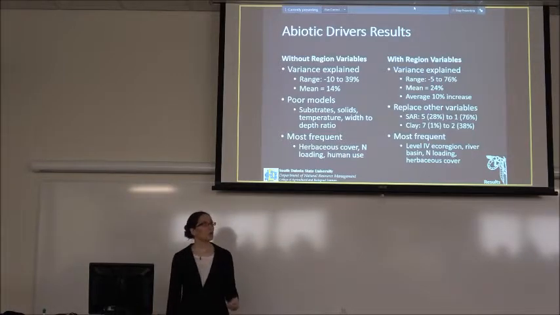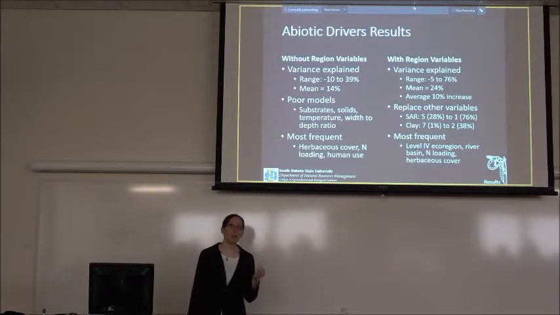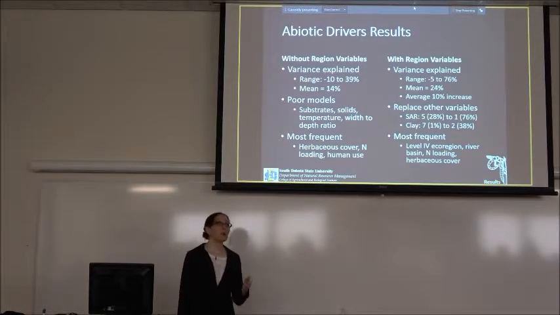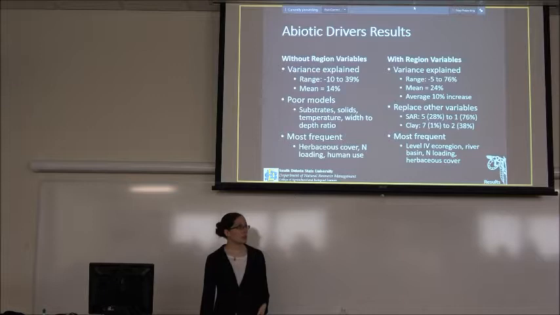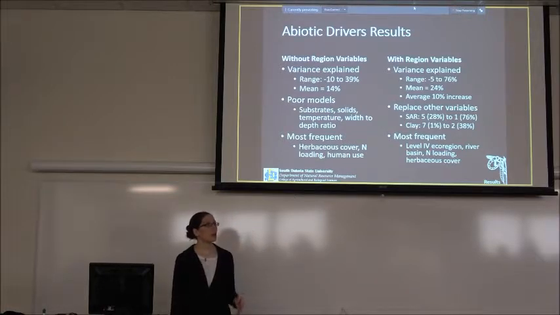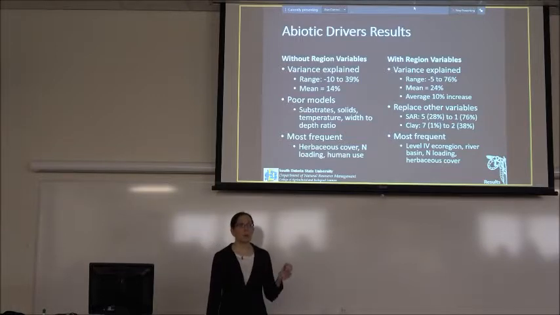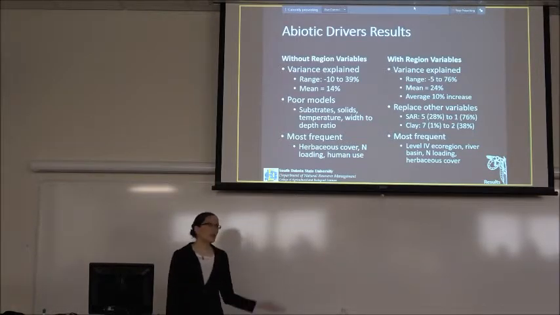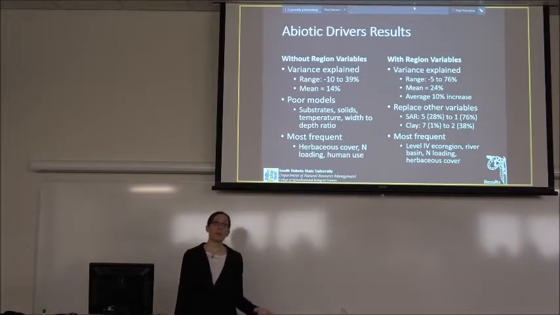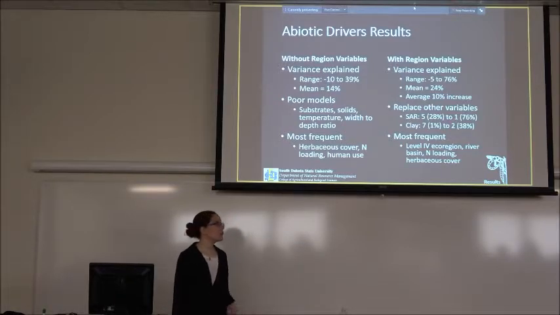When we include our region variables, which are level 3 ecoregion, level 4 ecoregion, and river basin, we can explain between -5 and 76% of the variation in our in-stream habitat, averaging 24. So on average, we're increasing the variance explained by 10% just by adding these 3 variables. They often also replaced other variables in the models. A couple of extreme examples here.